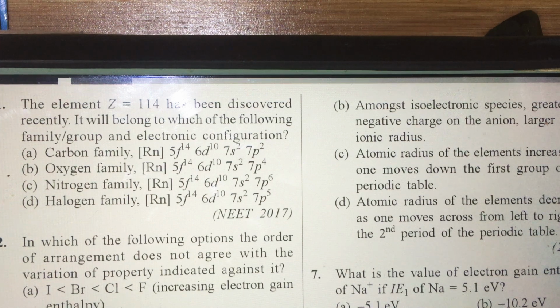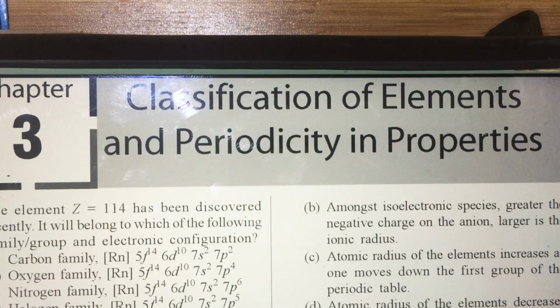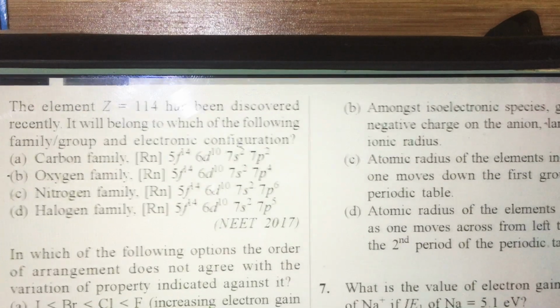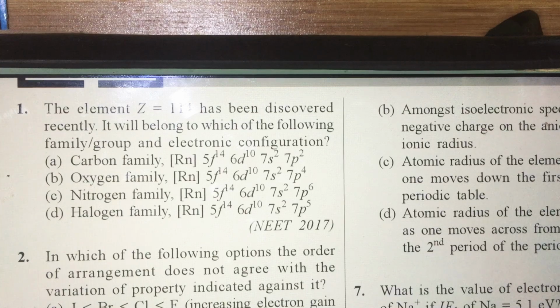Welcome to this quick exploration of some questions from previous NEET exams in the topic called the classification of elements and periodicity in properties. The element Z equal to 114 has been discovered recently, Flerovium. It will belong to which of the following family or groups and electronic configuration? To answer this type of question, here is a quick shortcut.